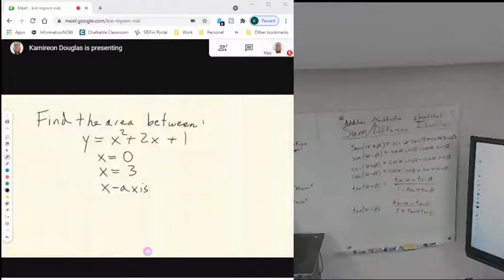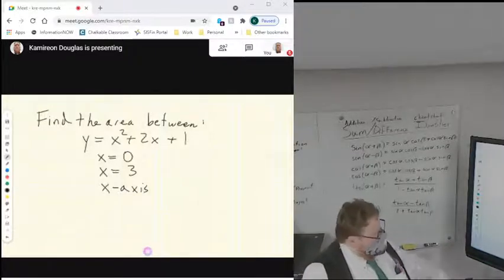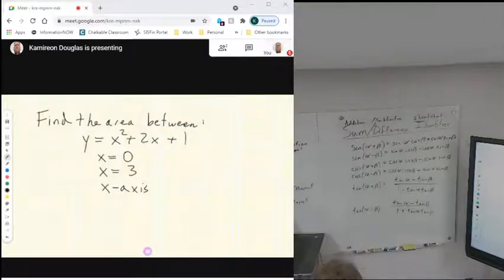If it's a half circle, use a half circle formula. If it's a triangle, use a triangle formula. Don't integrate that. But if it's one like this, if I graph this function, it is not a function that's easy to determine the area of by standard techniques. In this case, the graph looks something like this. And we were asked to find the area between 0 and 3 and the x-axis. So that red area there.